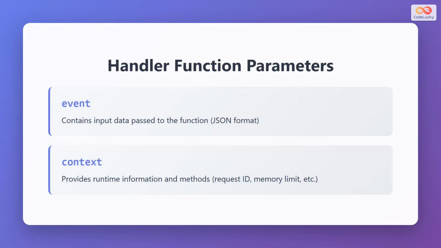The handler function receives 2 important parameters. The first parameter is event, which contains the input data passed to your function in JSON format. This could be data from an API request, an S3 bucket notification, or any other event source. The second parameter is context, which provides runtime information and methods about the execution environment. The context object includes useful details like the request ID, memory limits, the function name, and how much time remains before the function times out. Understanding these parameters is essential for building effective Lambda functions.